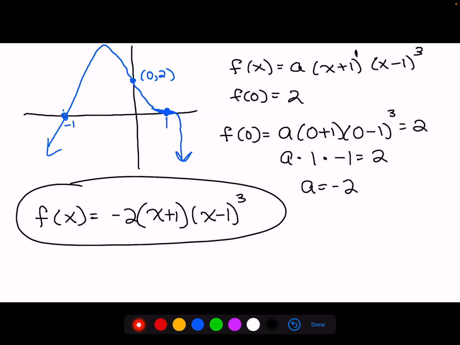The leading term, or the dominant term, if you multiply that out, would be -2x to the 4th. And notice the behavior here. The end behavior is what we expected. It's negative and it's an even power, so we expect the end behavior to be like that. And that's exactly what's happening in our function, in our graph. All right.